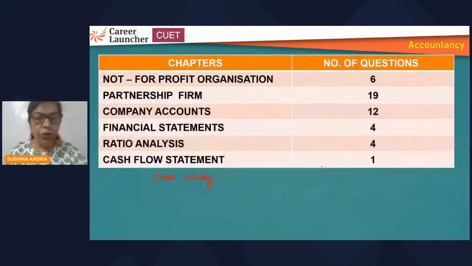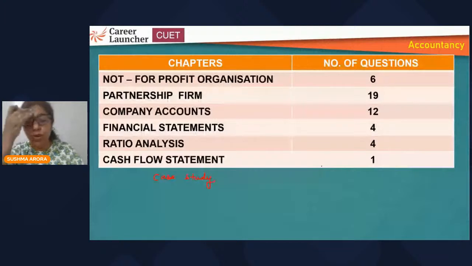Now I am going to start. In this sample paper issued by NTA, NPO questions are 6, partnership 19, company accounts 12 questions, financial statement 4, ratio analysis 4, and cash flow statement 1. According to this NTA sample paper, one question is a case study. So I suggest you should focus more on partnership and company accounts.